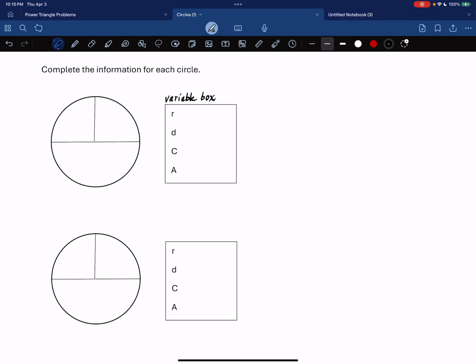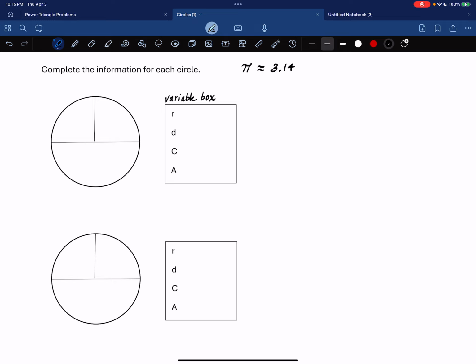And for all of the problems on this page, I'm going to use 3.14 as the approximate value for pi. So we will be using pi in just about all of these problems about a circle.